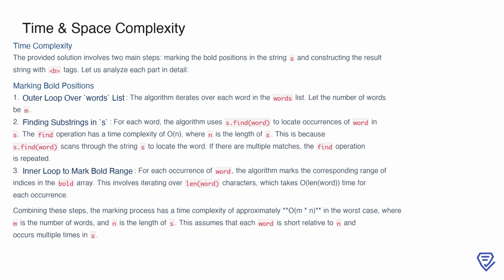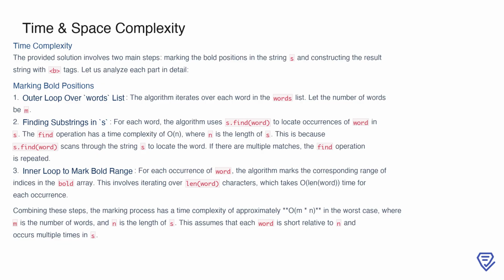This find operation takes O(n) time, where n is the length of s, because it scans through the string to find a match. If there are multiple occurrences of the word, the find operation is repeated, making it a significant contributor to the overall complexity. Once a word is found, the algorithm marks the corresponding indices in the bold array. This marking involves iterating over the length of the word, which takes O(len(word)) time for each occurrence.